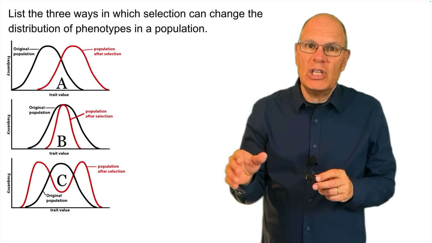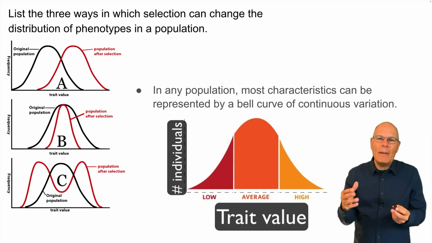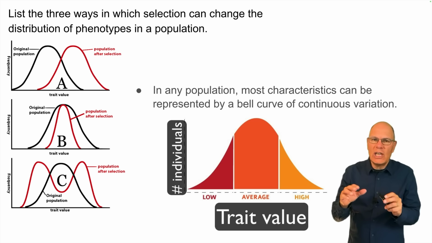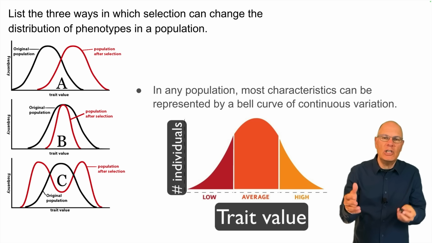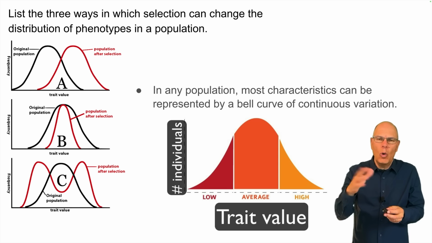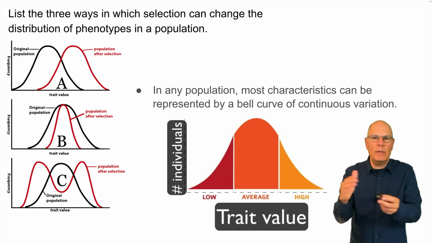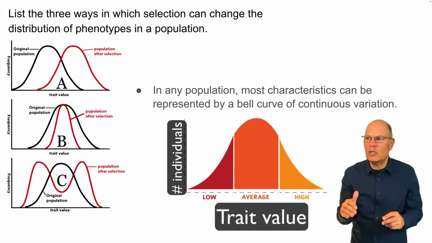Selection can change the distribution of phenotypes in a population in a variety of ways. In any population, most characteristics can be represented by a bell curve of continuous variation. If you took all the students in your school and you organized them by height, most of the people are average height. There are a few people who are short and a few people who are tall. That's a bell curve distribution.